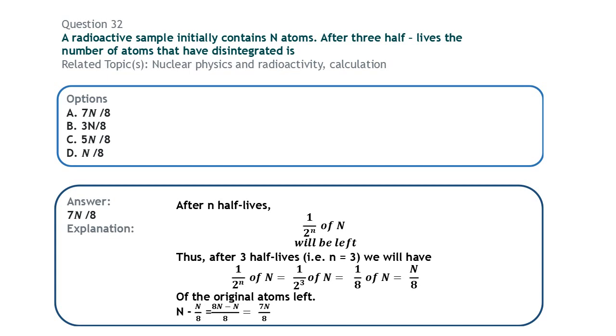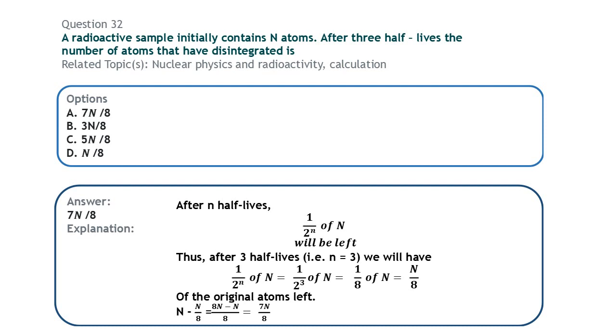Do you understand? So after n half-lives, you can just say generally that will be 1 over 2 raised to power n of the original number of atoms. So after n half-lives, this is what is going to be left: 1 over 2 raised to power n of this N. That's what we are going to have.